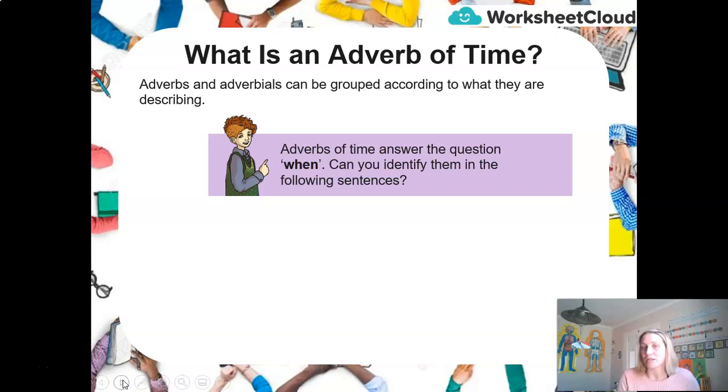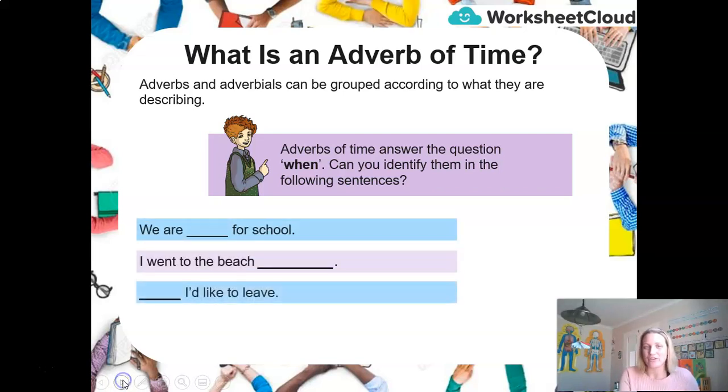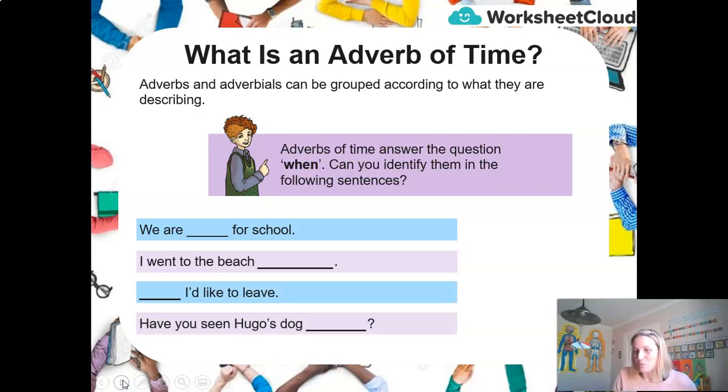Adverbs of time answer the question when. They tell us when something occurred. So here I have got for you 4 sentences, all missing their adverbs of time. Can you identify what they might be? We are for school. I went to the beach. I'd like to leave. Have you seen Hugo's dog? Okay, all of these would be adverbs of time. If you know what they are, maybe pause your video and pop them into your book.